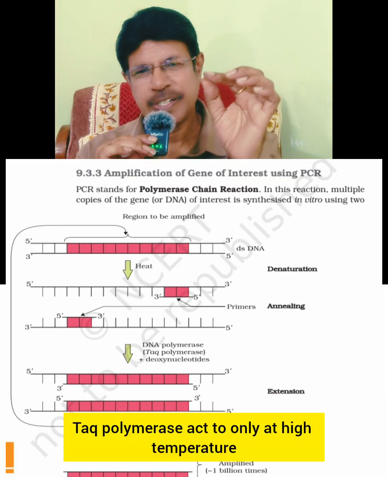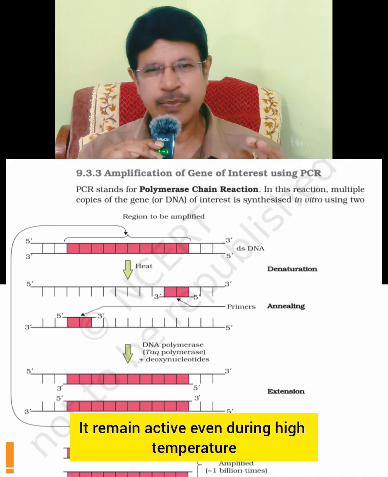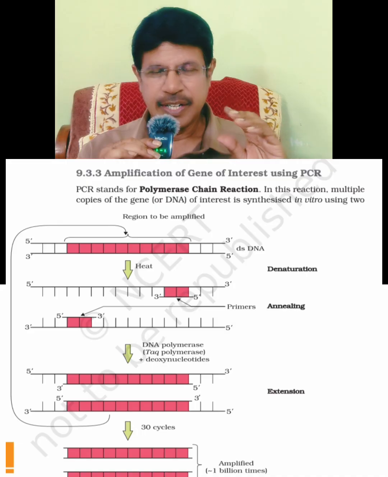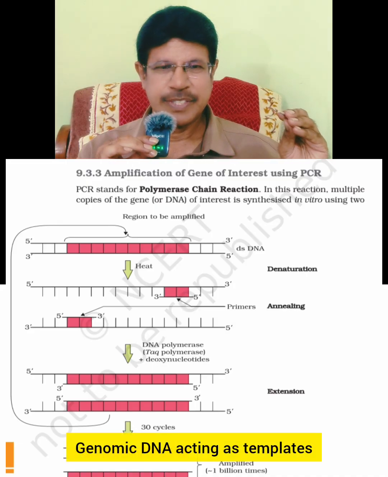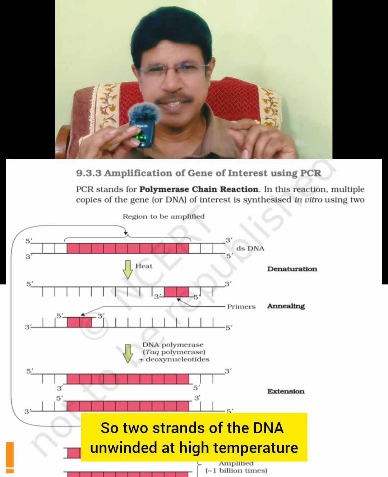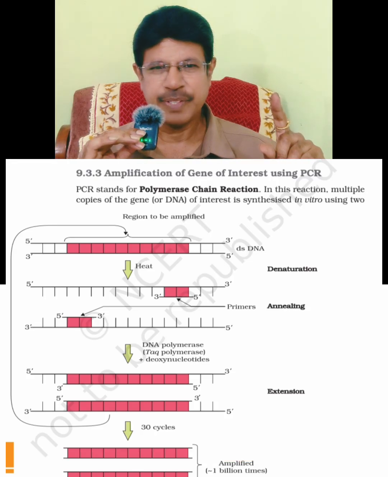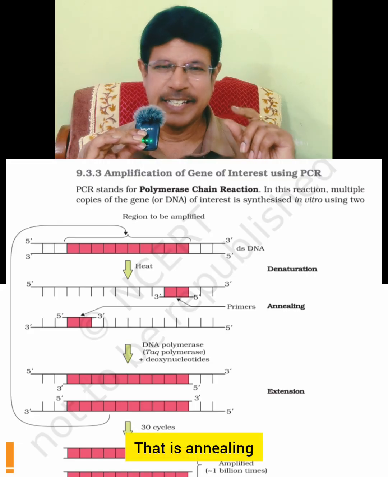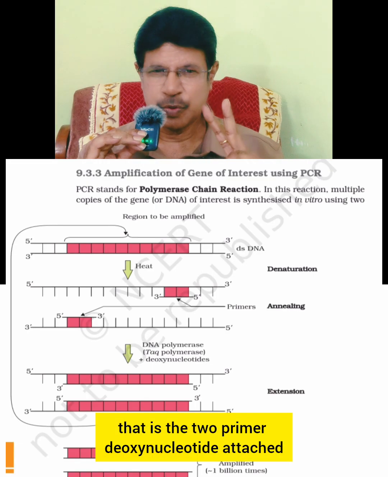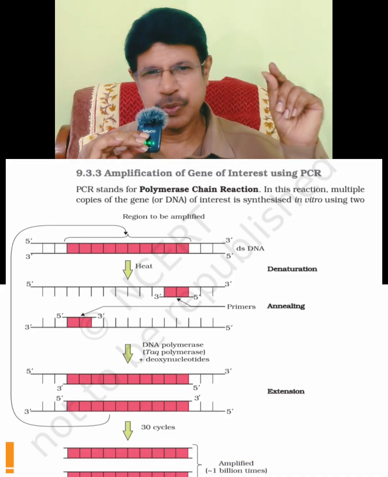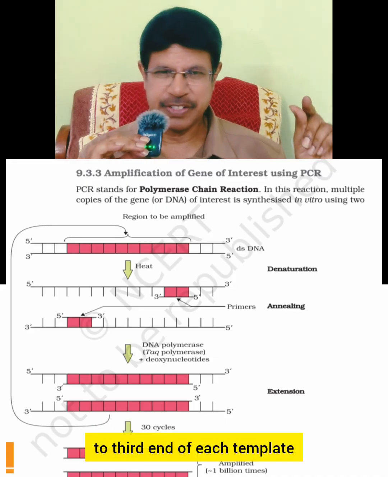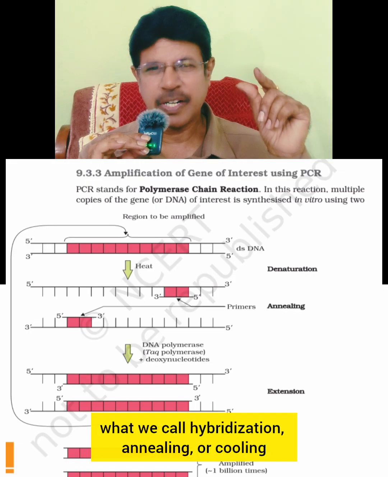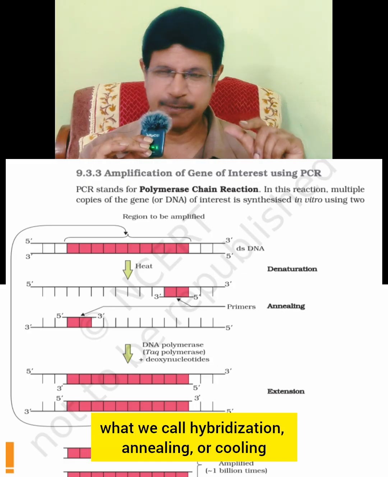To say Taq polymerase is active only at high temperature is wrong. It remains active even during high temperature denaturation of DNA. Next, genomic DNA acts as template. So the two strands of the DNA are unwound at high temperature, that is denaturation. Next step, that is annealing. Two sets of primers, the two primer oligonucleotides, attach to the 3 prime end of each template. So primers attach to the 3 prime end of each template, which we call hybridization, annealing or cooling.